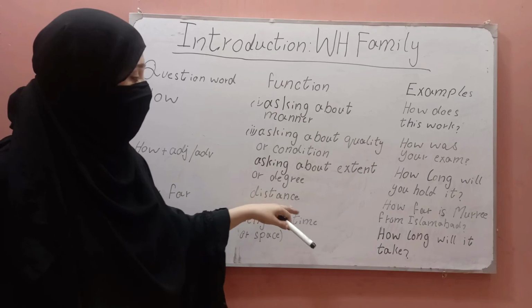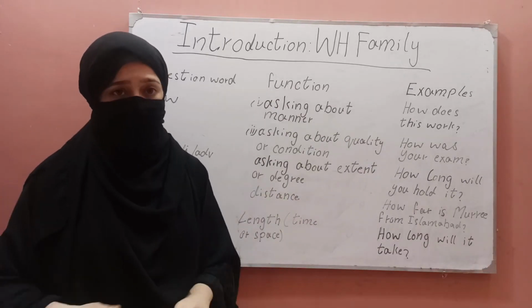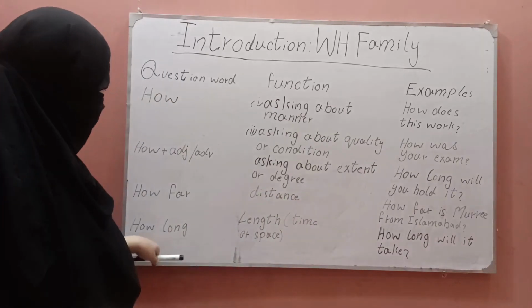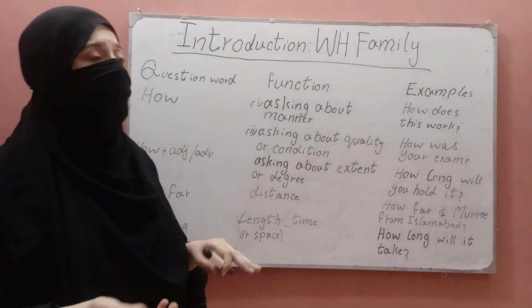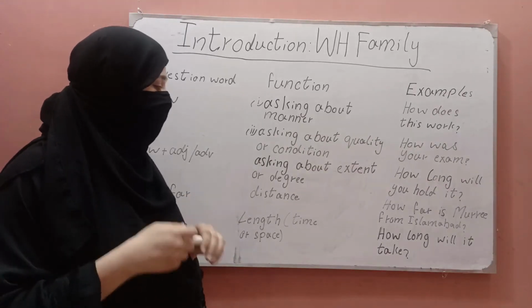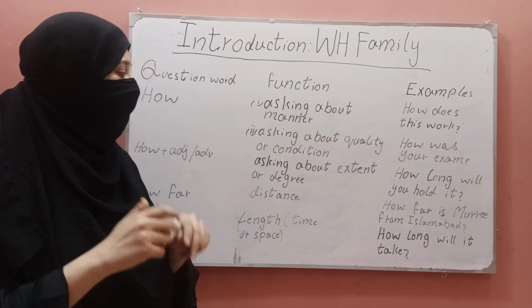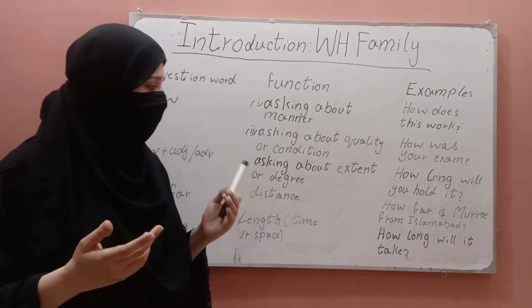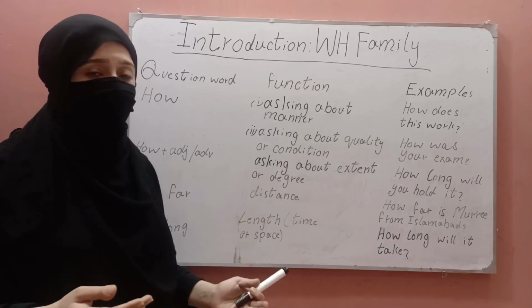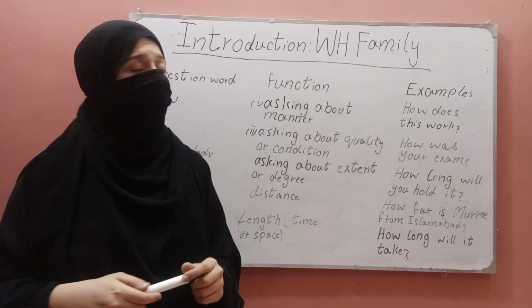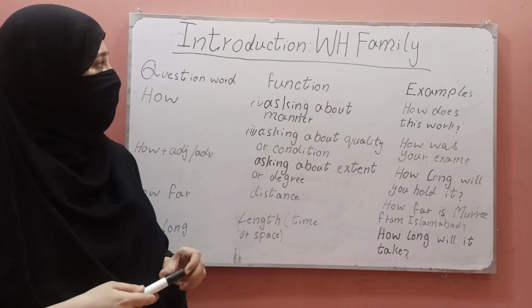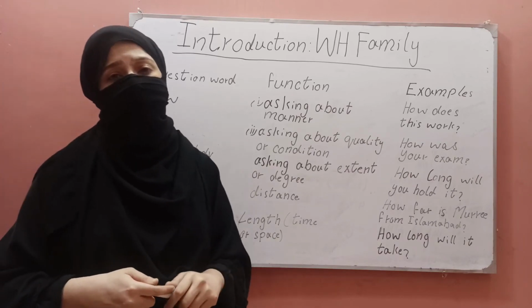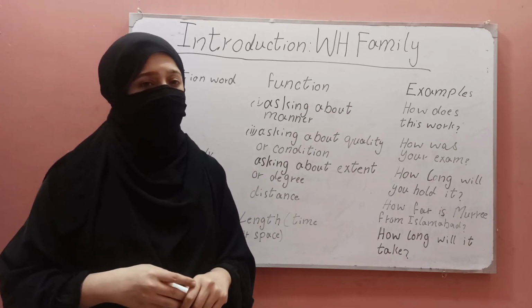We can ask the question, how far is Murree from Islamabad? And the other is how long. How long can be used for asking about the length or span of something. For example, how long will it take? How long will you take to do it? Now we move towards the rest of the WH family words, the last ones.